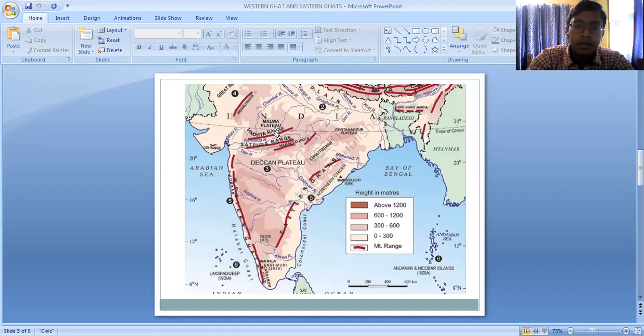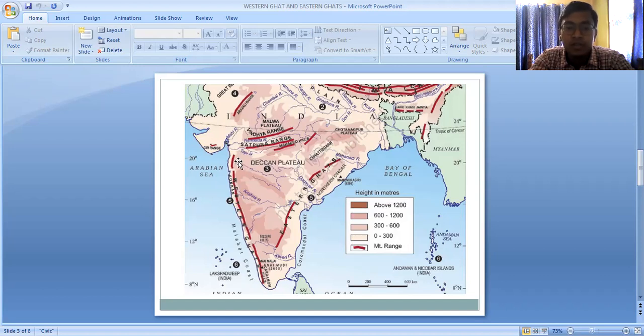Here the Narmada River is there, and below the Narmada River, this entire triangular shaped landmass is actually the Deccan Plateau. It is bounded by the Western Ghat here in the west and by the Eastern Ghat here in the east. So the Deccan Plateau is confined between the Western and the Eastern Ghat. As I said, the Western Ghats are higher in elevation than the Eastern Ghats. That means the hills in the Western Ghats are higher than the hills of the Eastern Ghats, and this is why the slope of the land is from west towards the east.